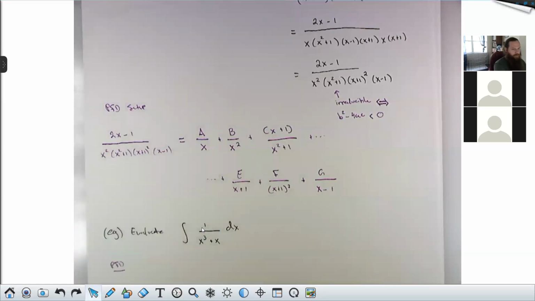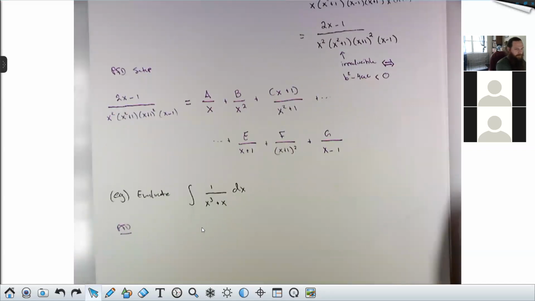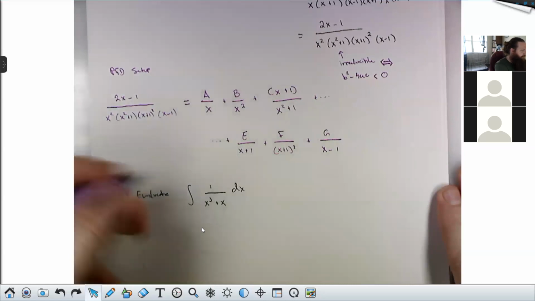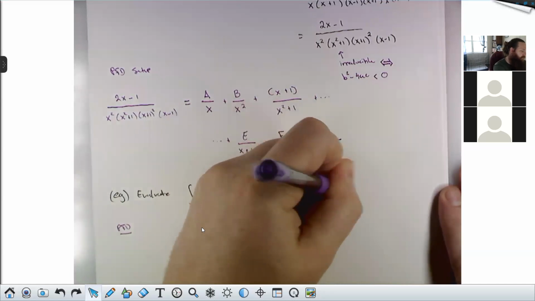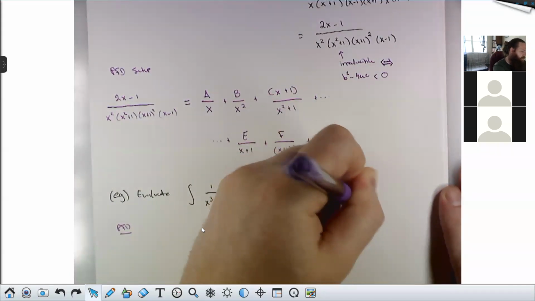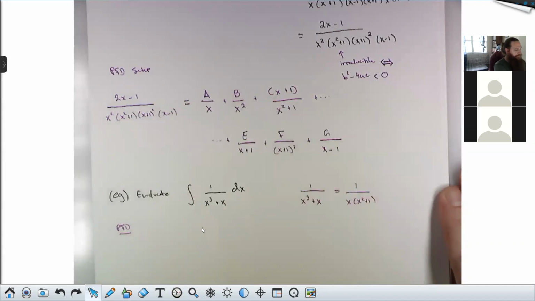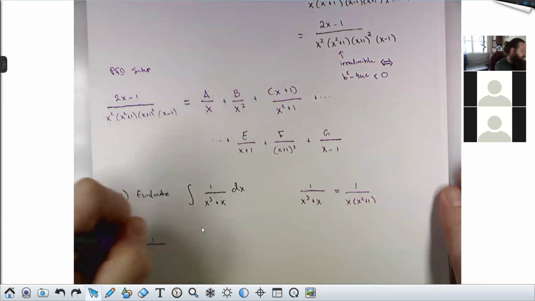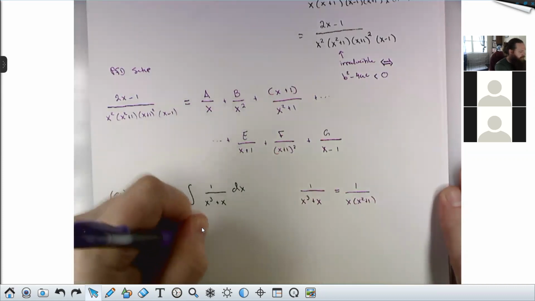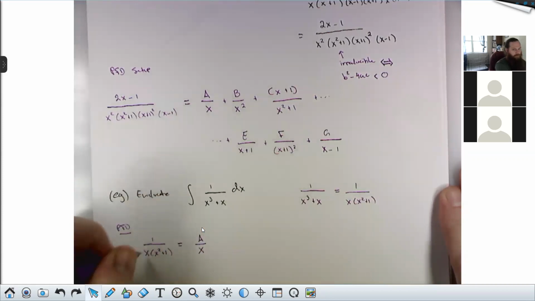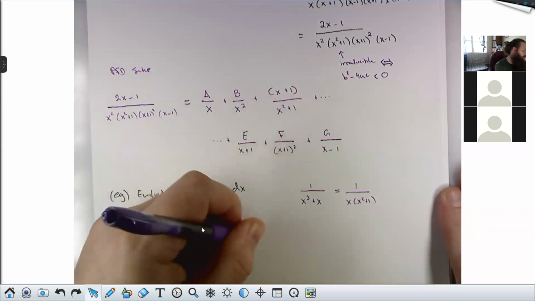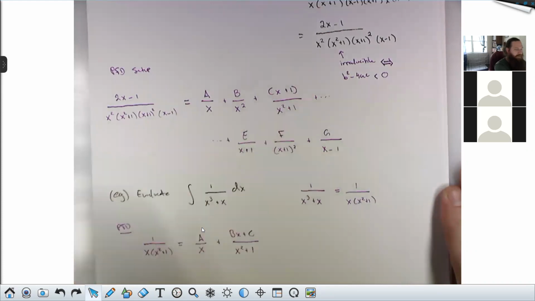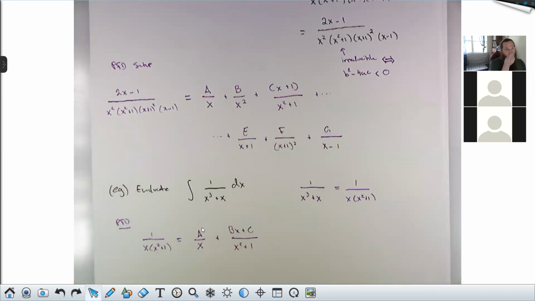It is always nice to tell your reader what you're doing. So I just say PFD, I'm going to do some partial fraction decomposition. This function, 1 over x cubed plus x, is the same as 1 over x times x squared plus 1. So I write 1 over x times x squared plus 1 is equal to A over x from the x factor there, and then a linear term, Bx plus C over x squared plus 1, because I know x squared plus 1 is an irreducible quadratic.